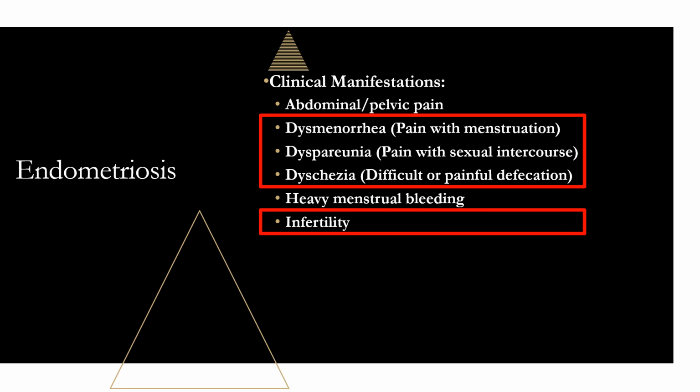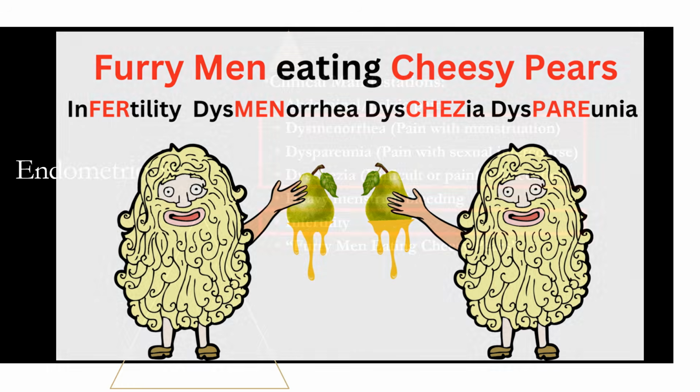So how can you remember that? Well, whenever you see endometriosis, I want you to think of furry men eating cheesy pears. Furry men eating cheesy pears, a very weird picture to paint in your head, that's why you'll remember it. Furry helps you remember infertility, men helps you remember dysmenorrhea, cheesy helps you remember dyschezia, or Dyschezia as it's spelled out and how I used to pronounce it, and pear helps you remember dyspareunia.